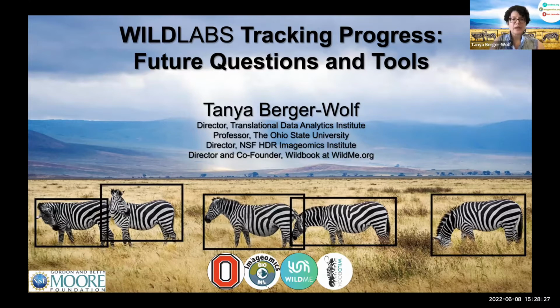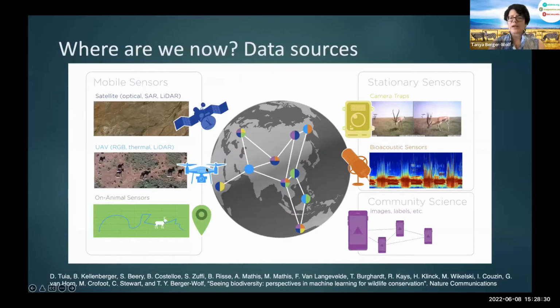So with that, where are we now? Starting with where we are now and summarizing, maybe even in one slide. We recently have a paper with many authors, led by Davis Tue, Ben Kallenberger, and Sarah Beery, and many others, really a survey on machine learning for wildlife conservation. The data sources, as was already pointed out, the type of technology now used to collect data has grown exponentially, truly exponentially. It's multiplying every few months.